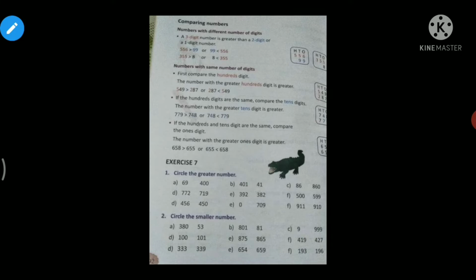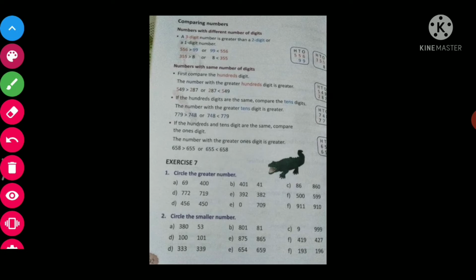Today I will teach you about comparing numbers. Okay, how we can compare any 3-digit number. In order to compare these numbers, certain rules are there. So now we will discuss one by one. So the first rule is, first of all, we'll compare the digits.